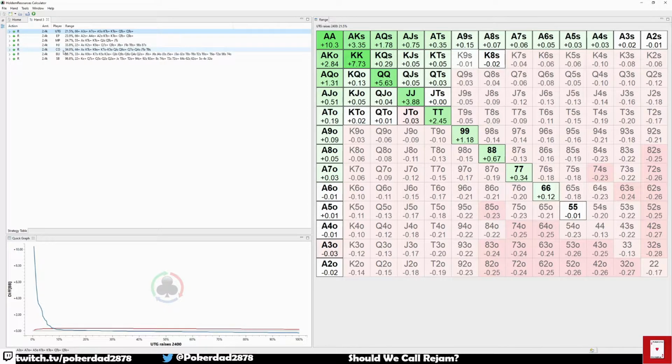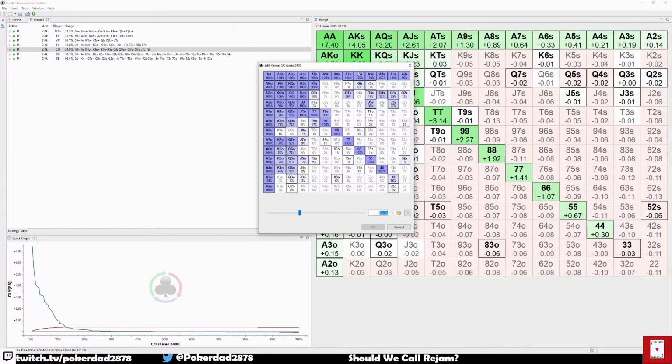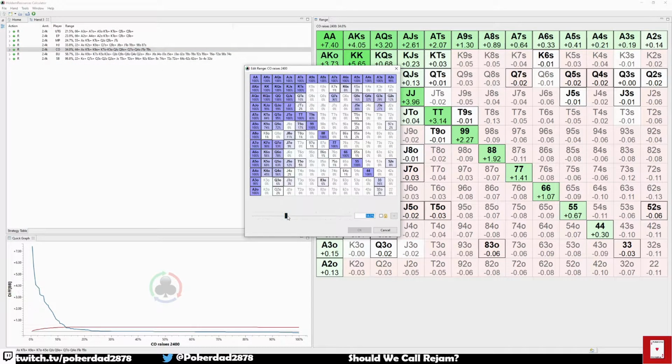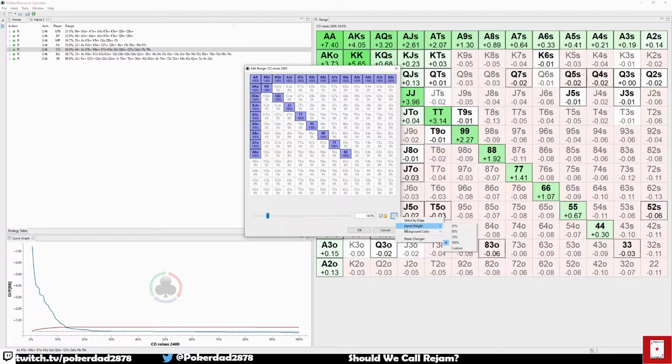Okay, so we're into cutoff. Let's see what the range looks like. All right, so we got this funky range here. So let's put what my real range will look like here. 17 big blinds. Going to be opening up all this here in the cutoff. Might open A6 as well. I'm gonna go down to 6s, 5s, 4s, 3s, 2s. Probably will end up jamming. Not always 5s.